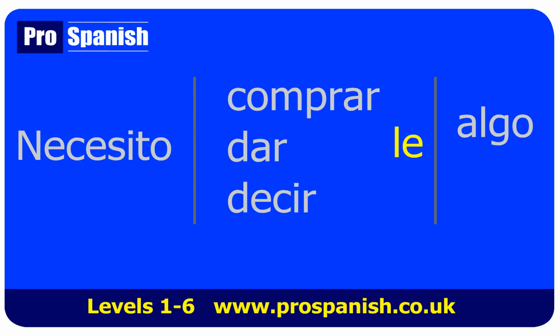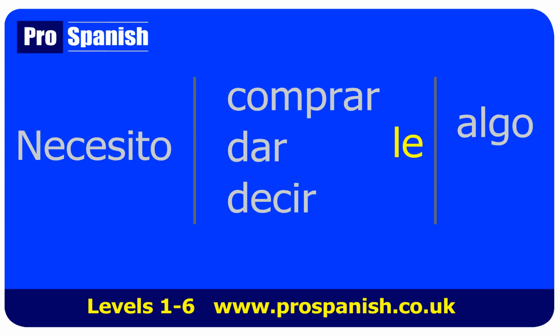So we've got necesito, I need, and we've just seen comprar, to buy. Let's add in dar, to give, and decir, to tell. So comprar, dar, and decir. So we could say I need to give something. How are we going to say I need to give him something? Necesito darle algo. I need to give him something, or I need to give her something.